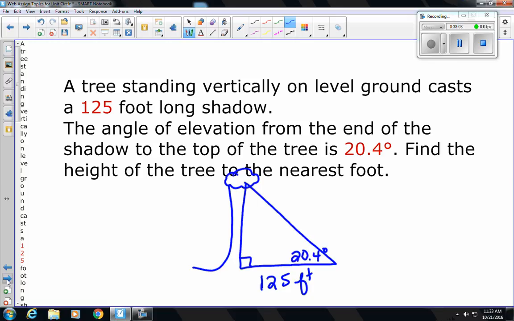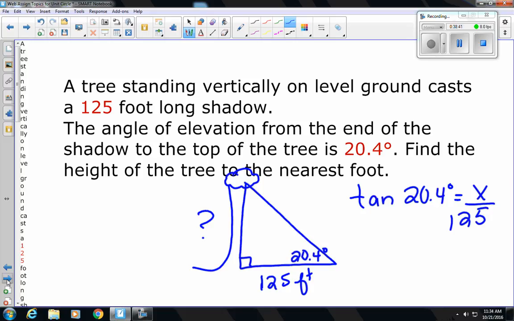Okay? Now I want the height of the tree. So this is what I don't know. What ratio should I use? Tangent. So tangent of 20.4 degrees is equal to, we can call it x over 125. Remember, you can either put the 125 in first times the tangent of 20.4, or close out your parentheses around the 20.4 times the 125.